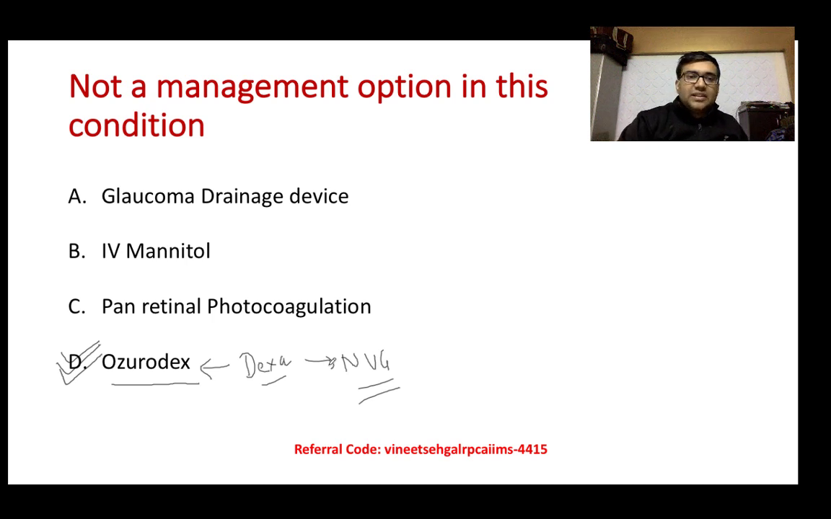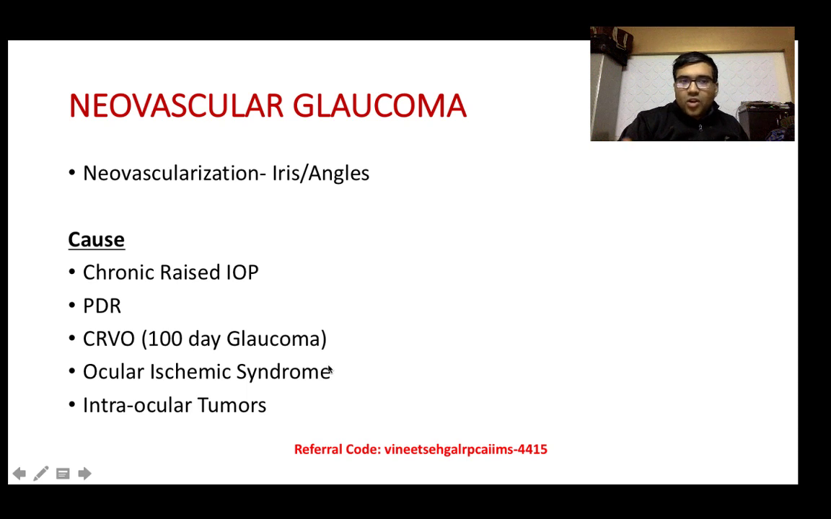So you would ask, sir, how to manage this type of neovascular glaucoma? First of all, why does neovascular glaucoma occur? Because this neovascularization, which has occurred because of VEGF secretion, can basically go up to the angles and cause creeping angle closure and the inability of the aqueous humor to get drained. So that's why neovascular glaucoma occurs. What are the causes?